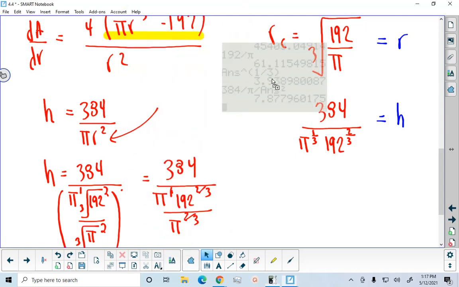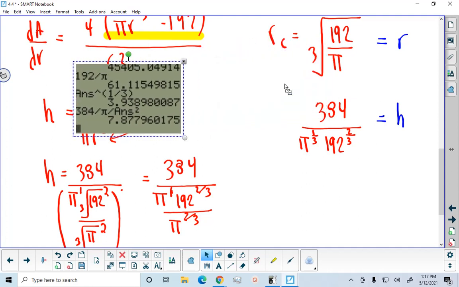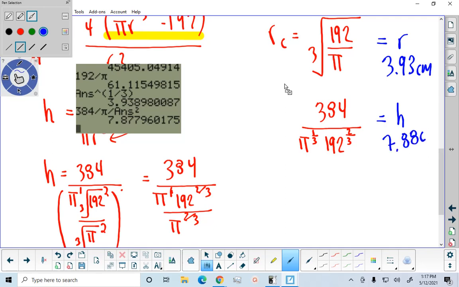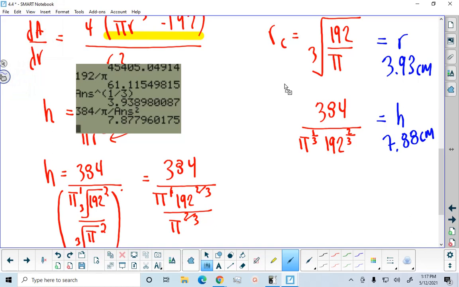So these are the numbers that I'm getting for the radius: 3.93 centimeters by 7.88 centimeters.